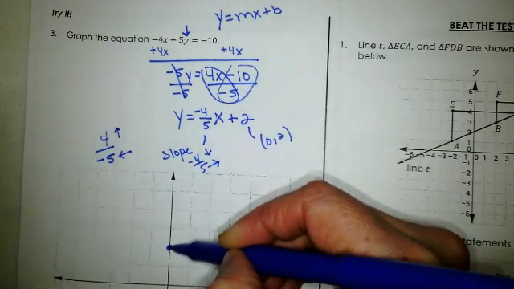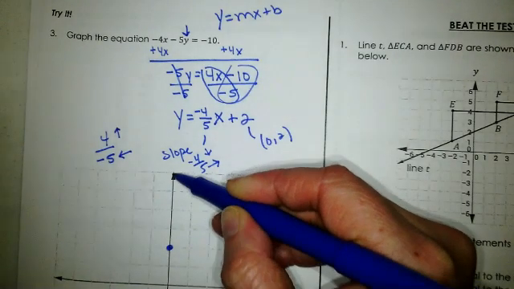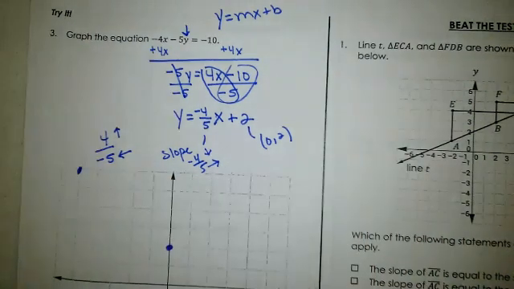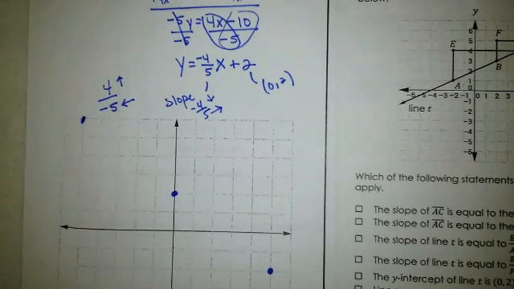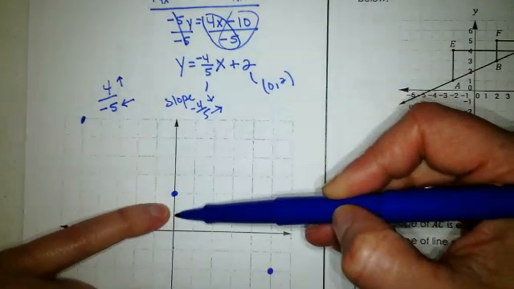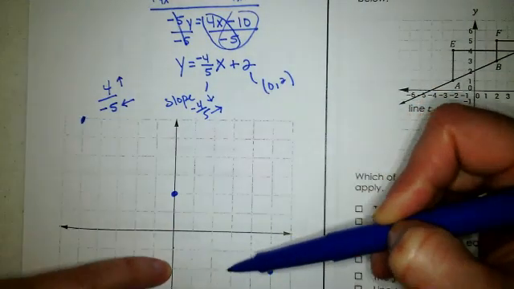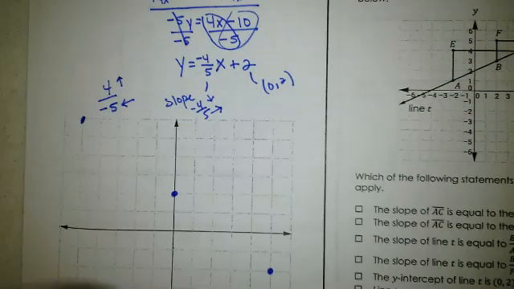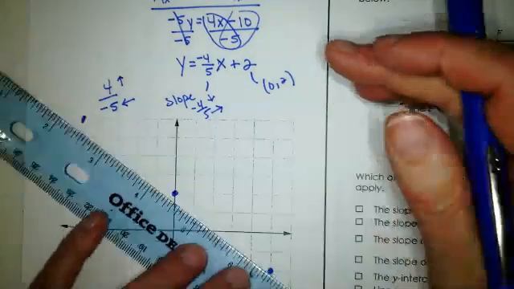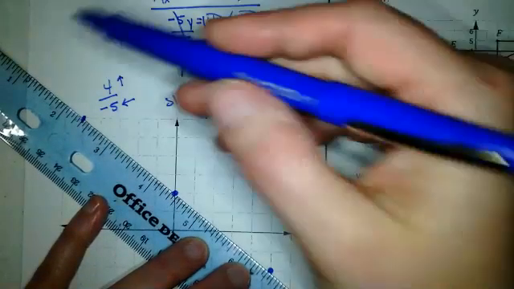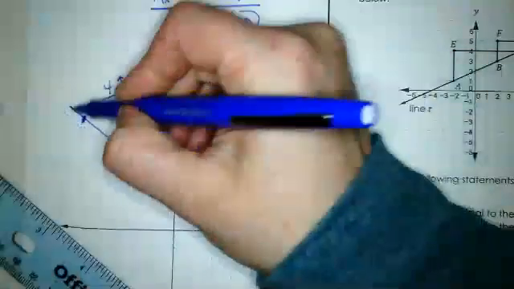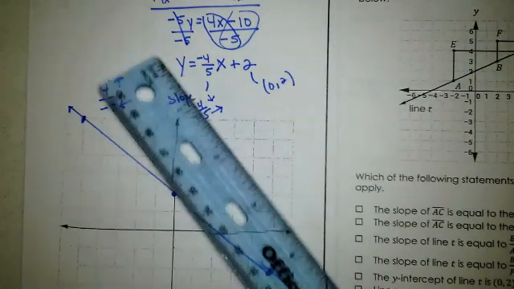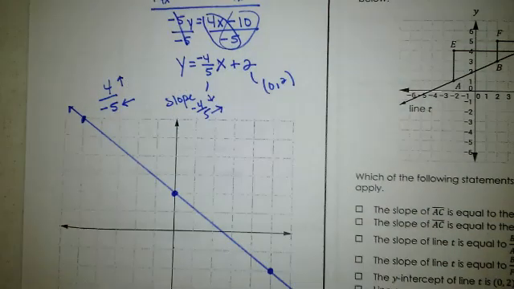Go back to my y-intercept, count up 4. 1, 2, 3, 4, and left 5. 1, 2, 3, 4, 5. So I have down 4 and over 5, and I went up 4 and left 5. The 3 points seem to be collinear. They make a straight line together. And this should be all of the points that work in the equation negative 4x minus 5y equals negative 10.